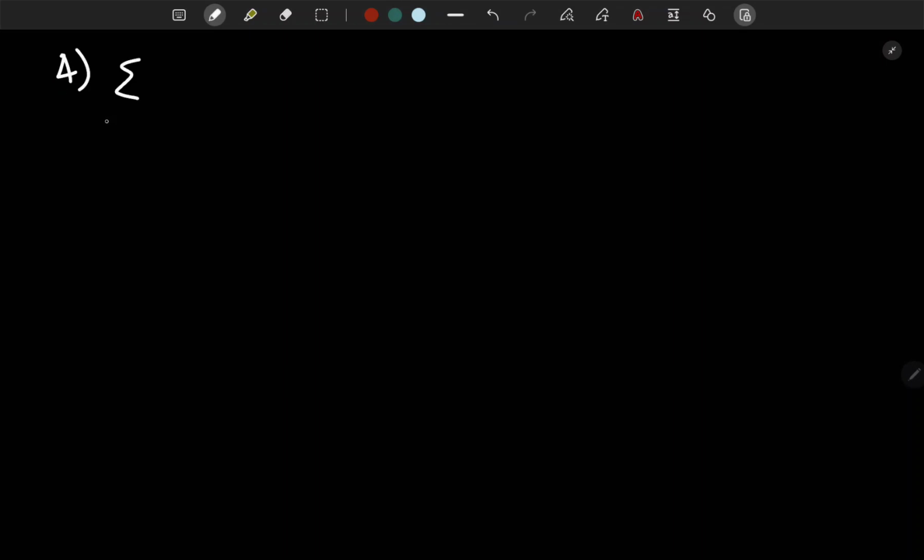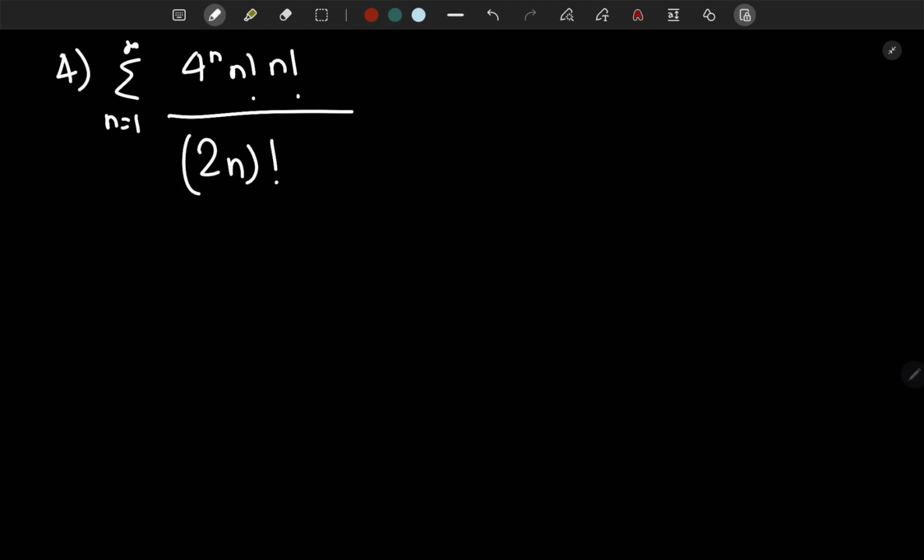We have the series, n is equal to 1 to infinity, with 4 to the power of n multiplied by n factorial multiplied by n factorial again in the numerator, all over (2n) factorial. So let's start with the ratio test again. Let's find the a_(n+1) term, so it's just adding 1 to every n again. Let's take the limit as n approaches infinity.